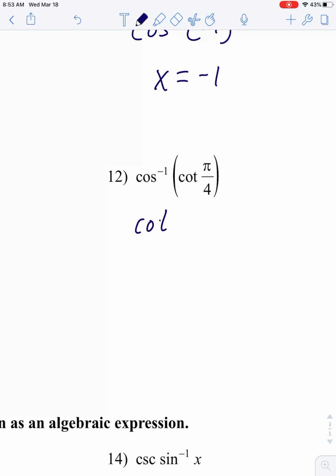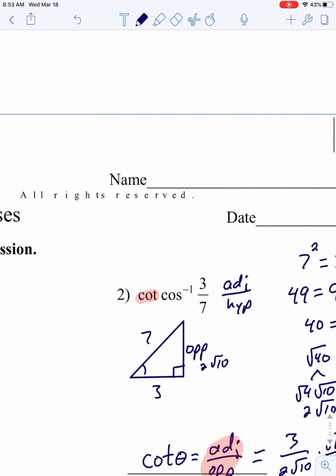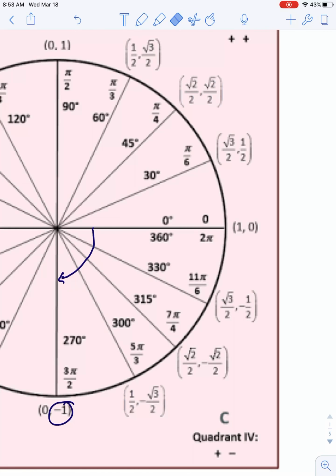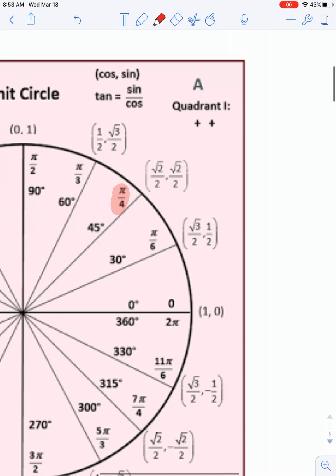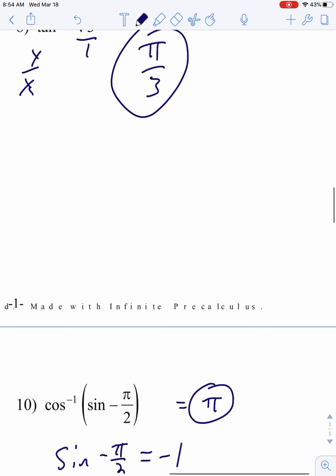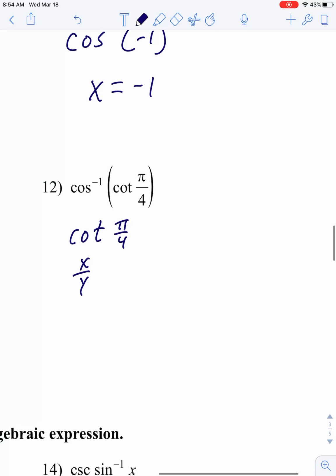Number 11, cotangent pi over 4. Cotangent, remember, is x divided by y. So I'm going to go to the angle pi over 4 and divide the x and the y. Okay, pi over 4 is right here. X divided by y. Anytime you divide something by itself, you get 1. So this is square root of 2 over 2 divided by square root of 2 over 2, which is 1.